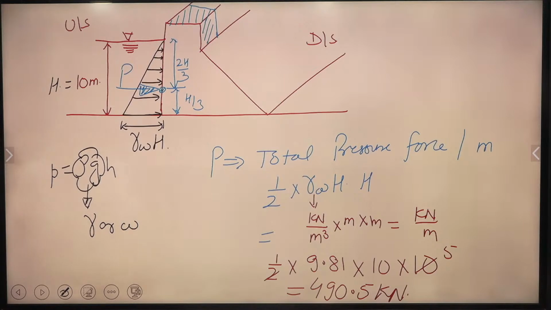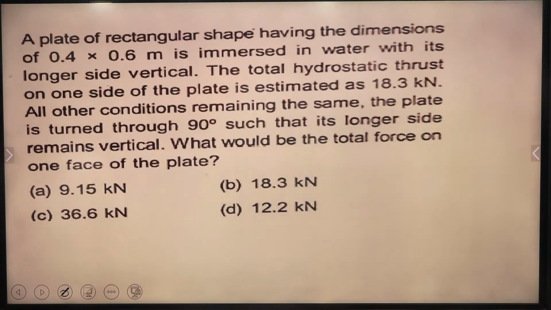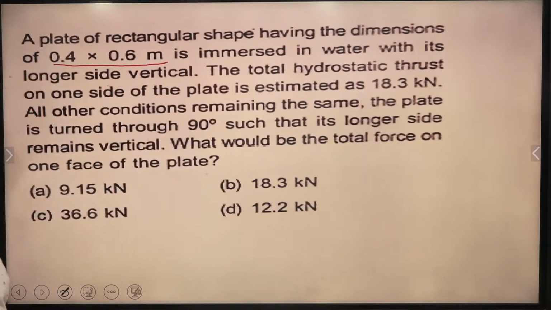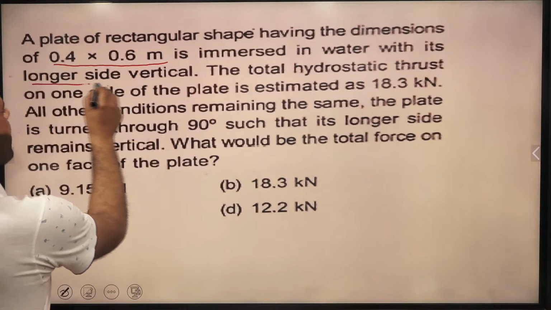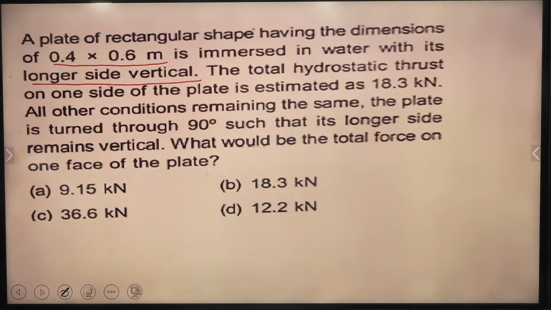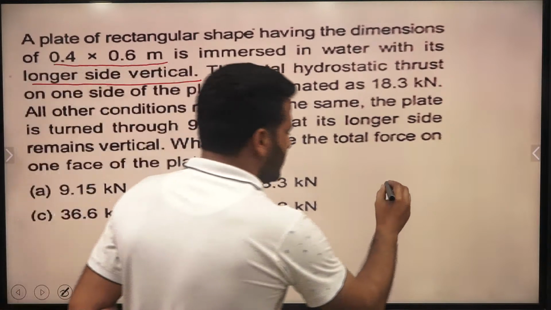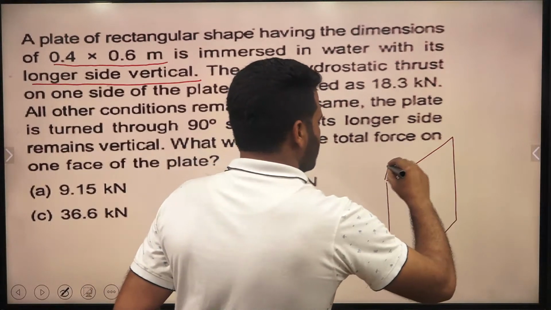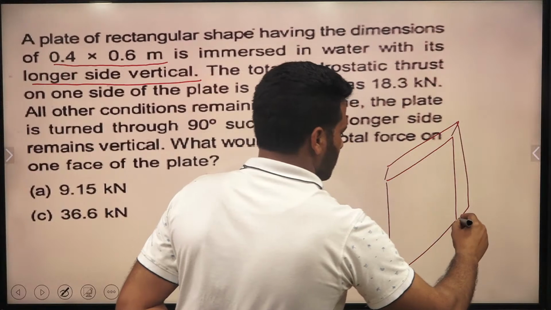Okay, so let's proceed with the next question. So here's the next question. Guys, just read it carefully first. A plate of rectangular shape having the dimensions of 0.4 into 0.6 meter, this is the dimension of the plate given to us, is immersed in the water with its longer side vertical. The longer side is 0.6 meter. This is vertical. That is, the plate initially is like this one.